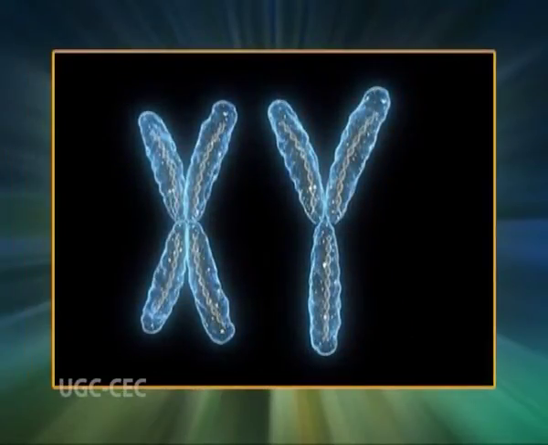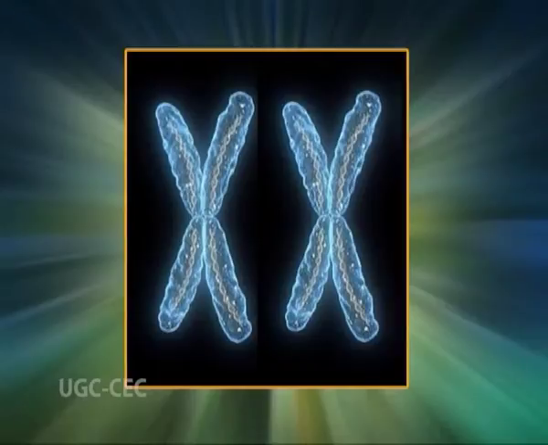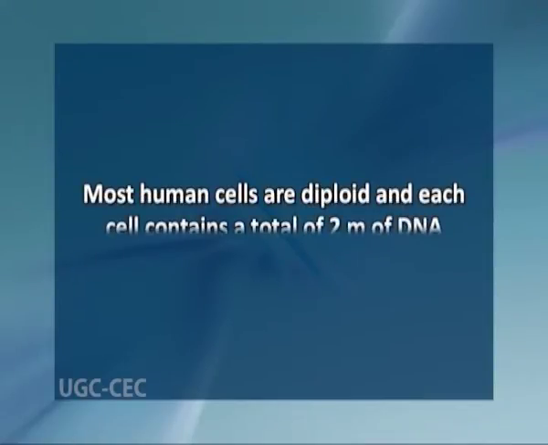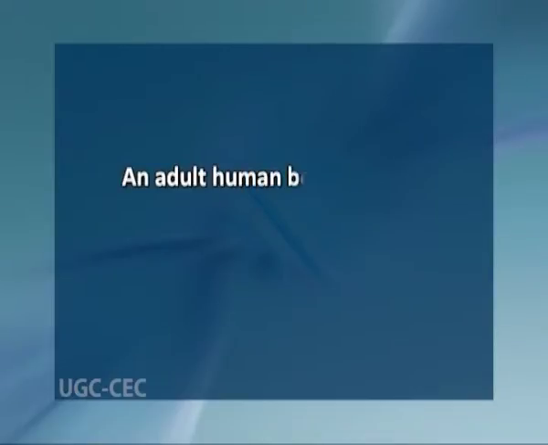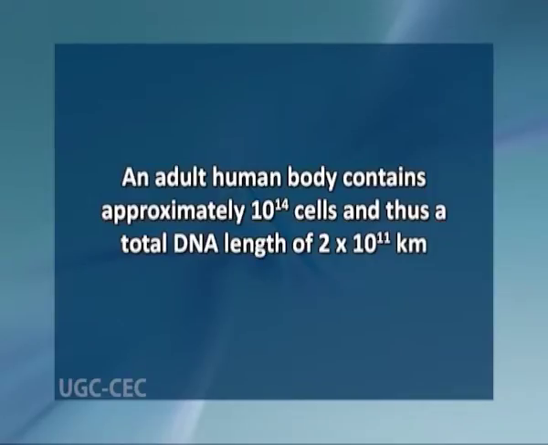The DNA of one human genome, 22 chromosomes plus X and Y or 2X chromosomes placed end to end, would extend for about a meter. Most human cells are diploid and each cell contains a total of 2 meters of DNA. An adult human body contains approximately 10^14 cells and thus a total DNA length of 2 × 10^11 kilometers.